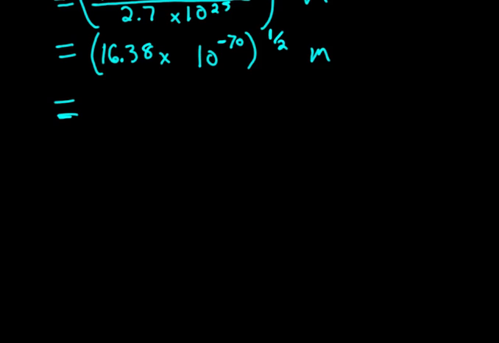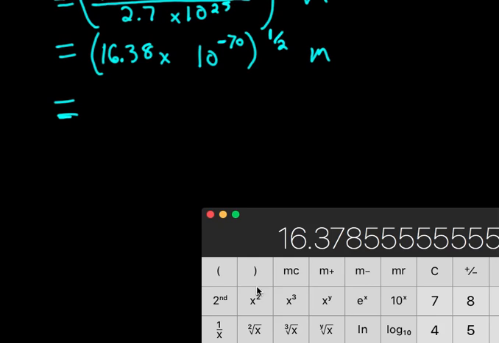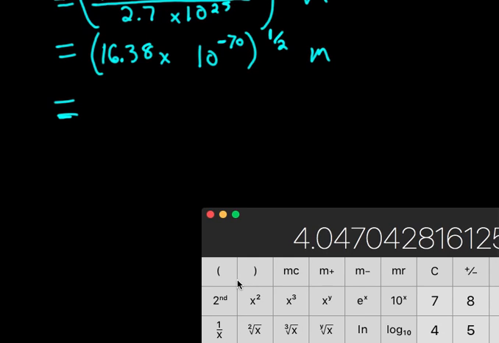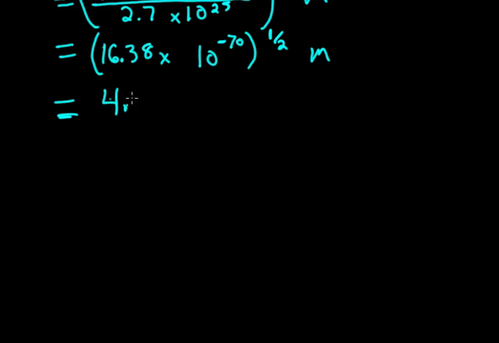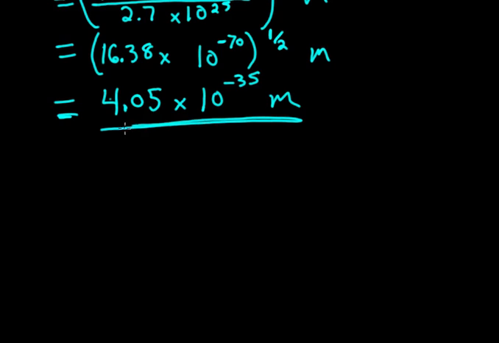So using my law of exponents, 16.38 I want the square root of. That gives me 4.047. Want it to 3 sig figs, so that's 4.05, taking the square root of this part. And then my power rule, 1/2 times negative 70 is negative 35. And so the Planck length is 4.05 times 10 to the negative 35 meters. That's as small as we can measure anything in the universe.